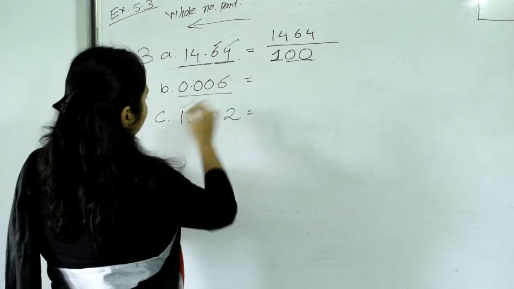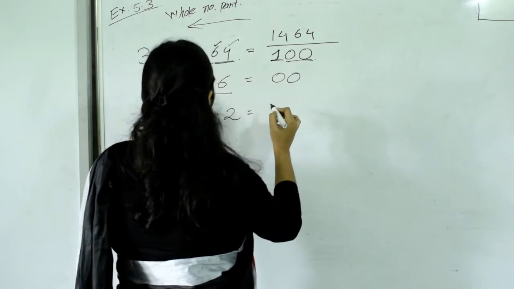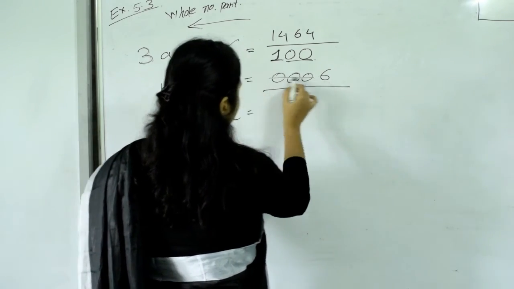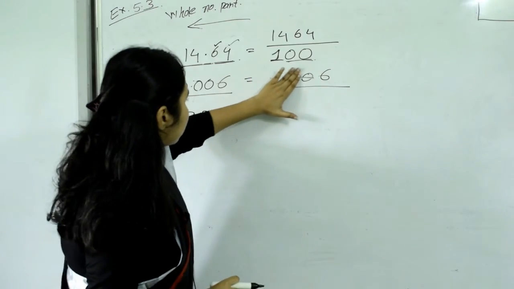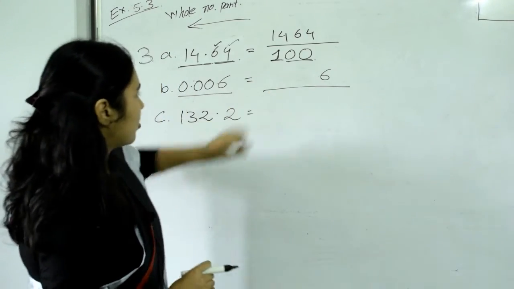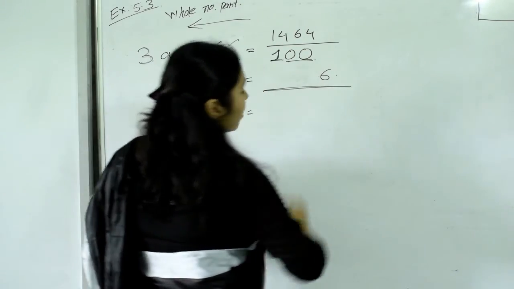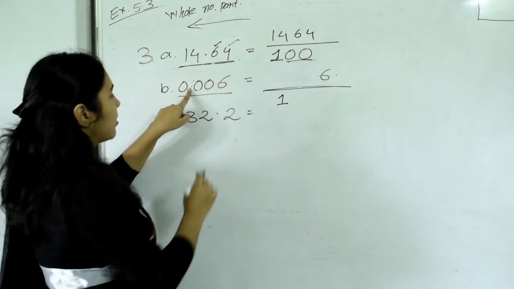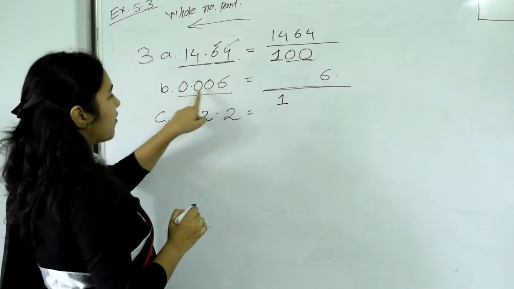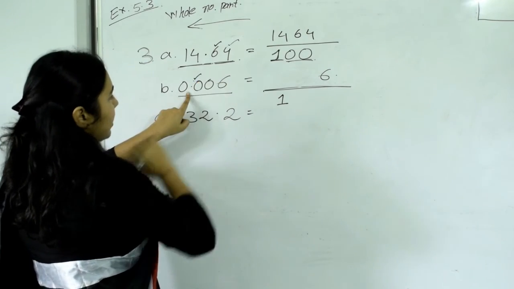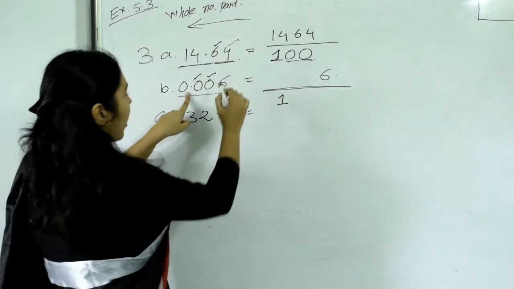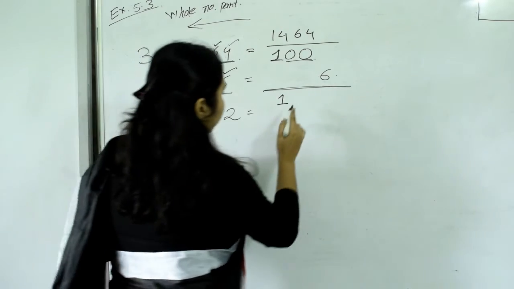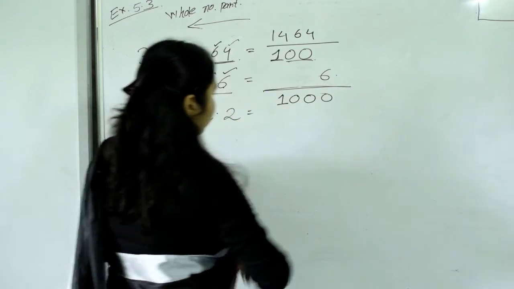Next number, write the whole number 1, 2, 3, 6. Now the zeros are meaningless, right? So take 6 in the numerator. Next, take 1 for this point and count the decimal places after this point. Here we have 10th place, 100th place and 1000th place, which means 3 decimal places. So take here 3 zeros.